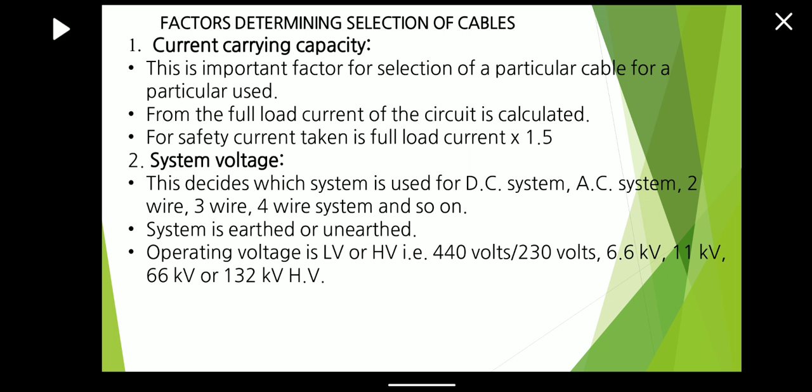Then system voltage. This decides which system is used: DC system, AC system, 2 wire, 3 wire, 4 wire system and so on. Whether the system is earthed or unearthed. Then whether operating voltage is low or high, that is 440 volt or 230 volt, or 6.6 kV, 11 kV, 66 kV or 132 kV high voltage. So these are the system voltage.